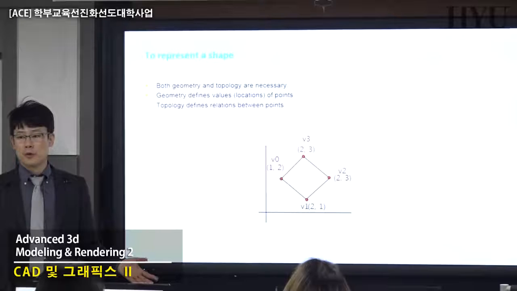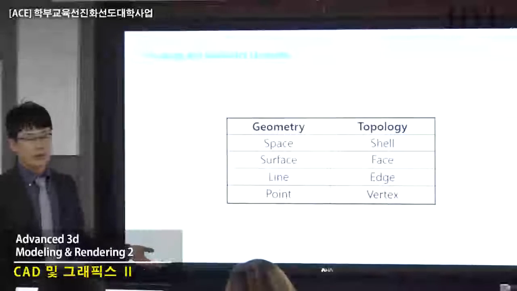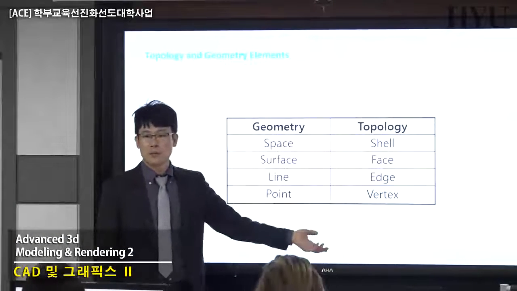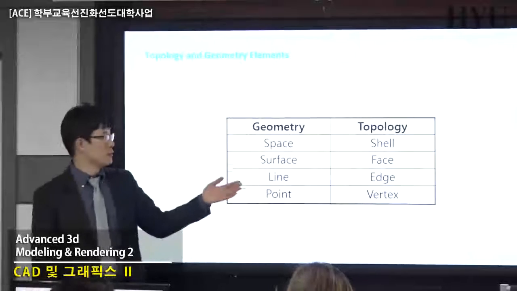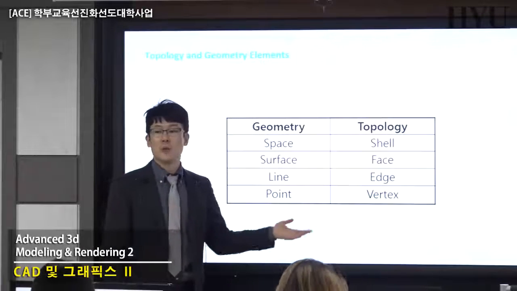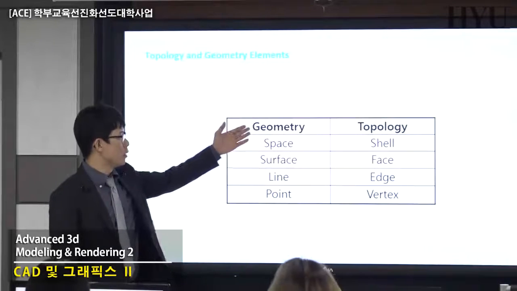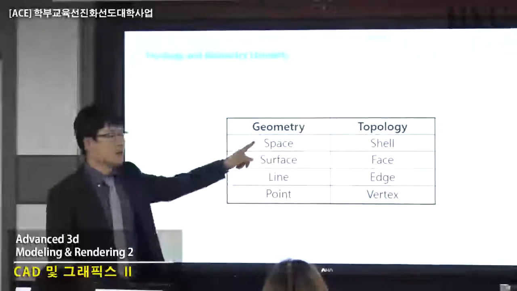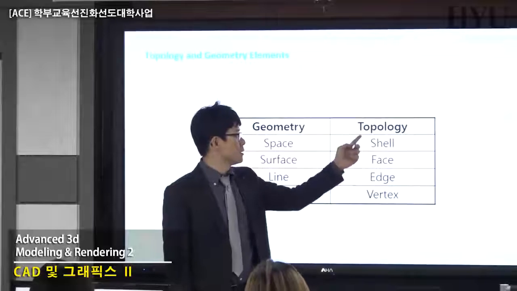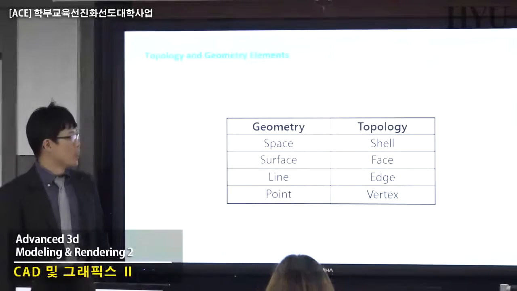Simply because computer is not that smart compared to human being. So that is why we have geometry and topology concept. Actually, not only for computers. This one for theories in mathematics or some other applications in real world. Space, surface, line, point, they are all about geometry, the terminology in geometry. Shell, face, edge, vertex, that's topological definition, terminology, okay?